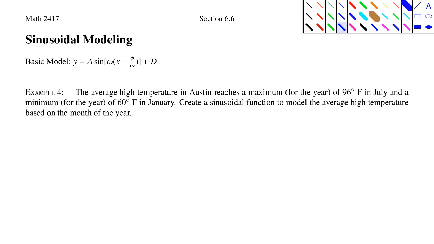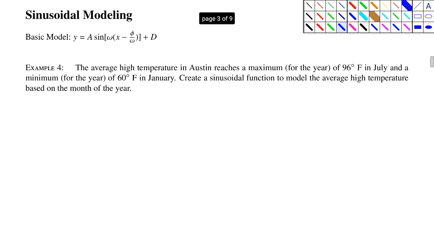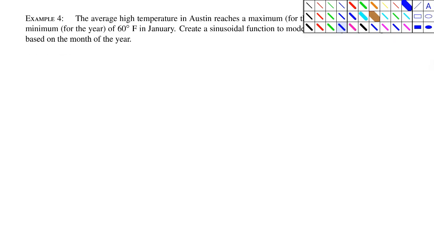Let's look at example 4. The average high temperature in Austin reaches a maximum for the year of 96 degrees Fahrenheit in July and a minimum for the year of 60 degrees Fahrenheit in January. Create a sinusoidal function to model the average high temperature based on the month of the year. So to do this, we need to find all the aspects: the amplitude, the period, the phase shift, and the vertical shift. So let me start by detailing some of the information that we have.